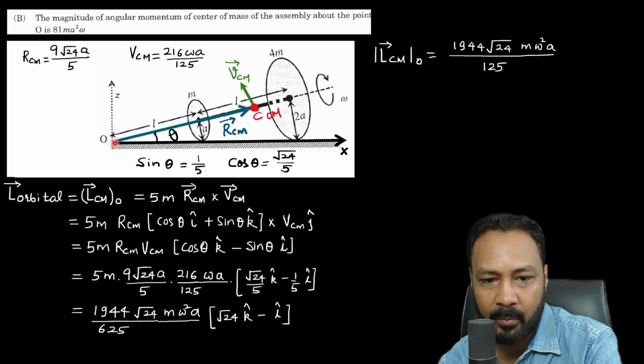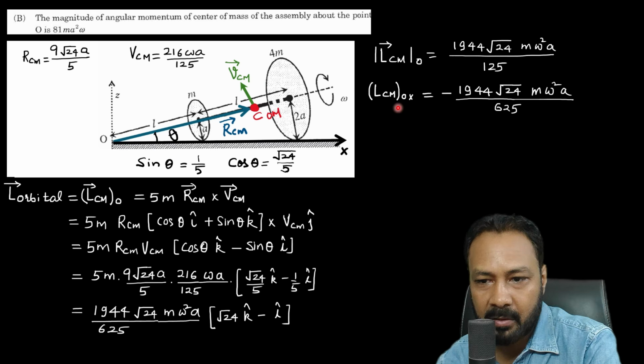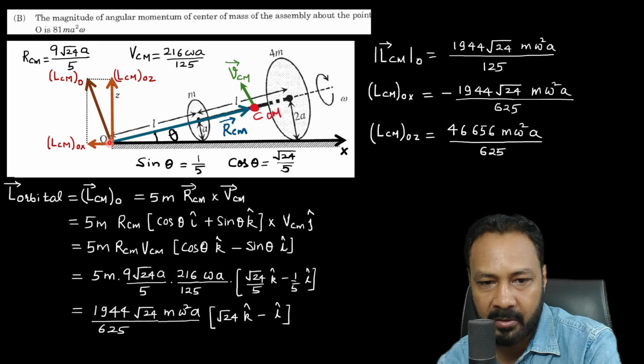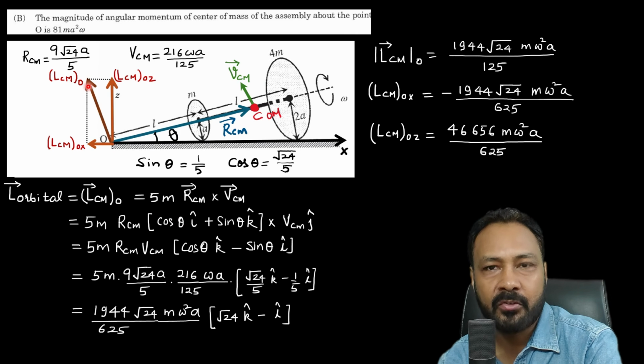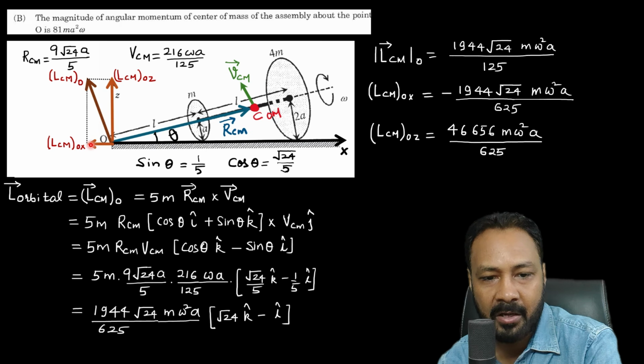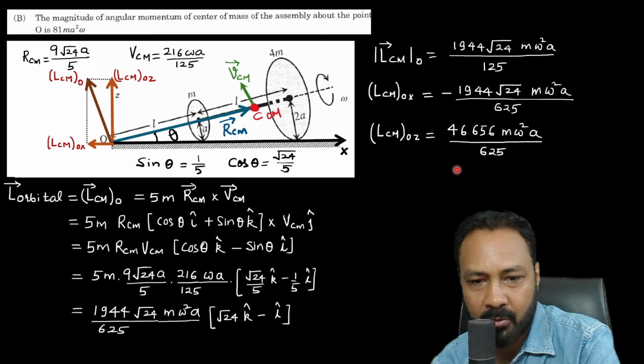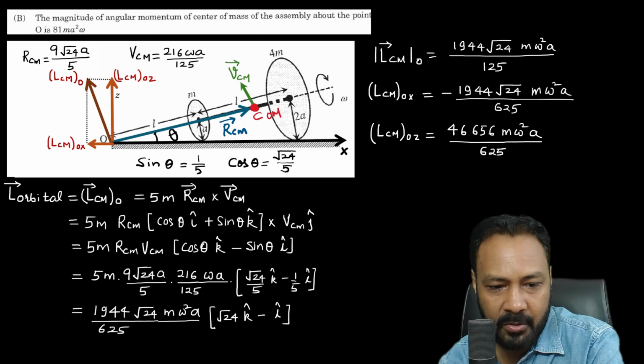So L_CM about O would be like that, and it has an x and z component. Its x component would be somewhere here like this, and the z component would be like that, and we can represent that. This is the net angular momentum of the center of mass about O, and that is the x component of that angular momentum, and that is the z component, and these are the values we'll use later also. Okay, so this part is done.